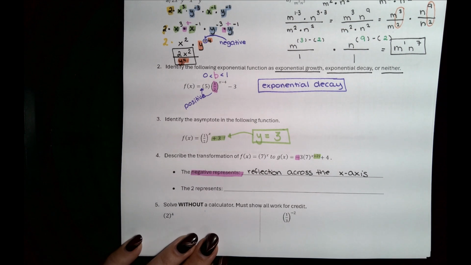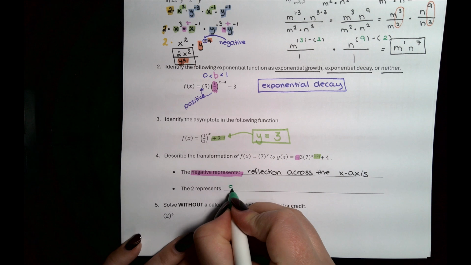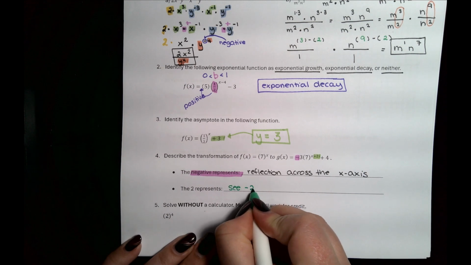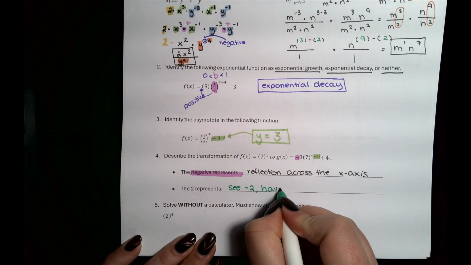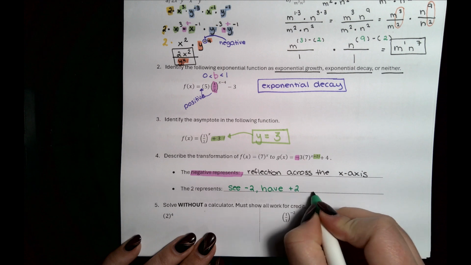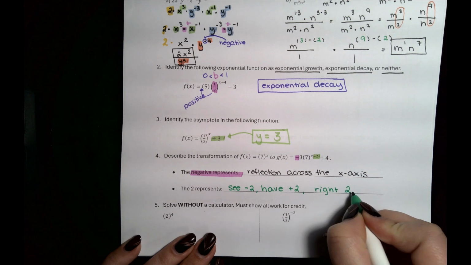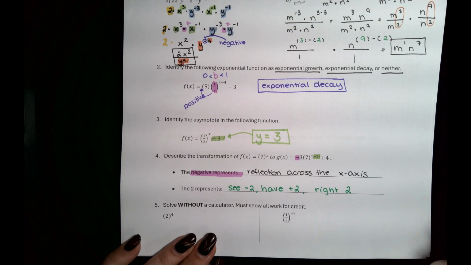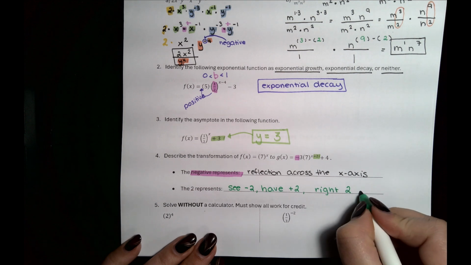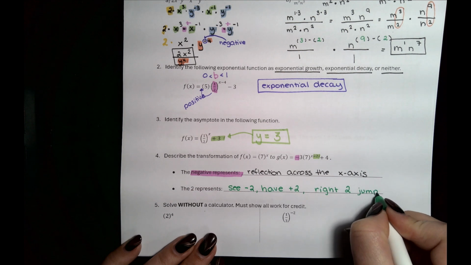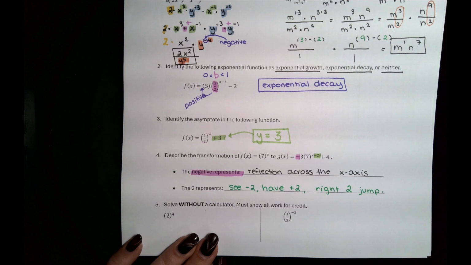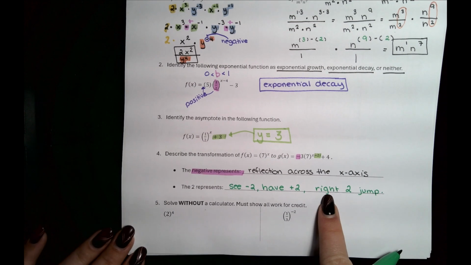Now, what they're talking about for part 2, the 2 represents, they're talking about this 2 right here. So for that 2, we see a negative 2. That means we have a positive 2, which means we're going to go to the right. You can say shift 2 to the right. You can say right 2. You can say right 2 jumps. I'm okay with any of that as long as it says right.